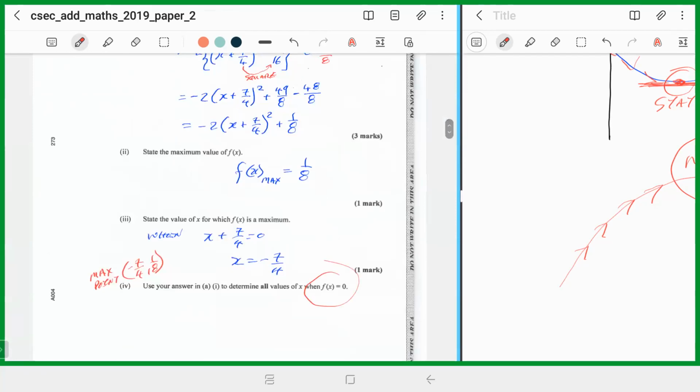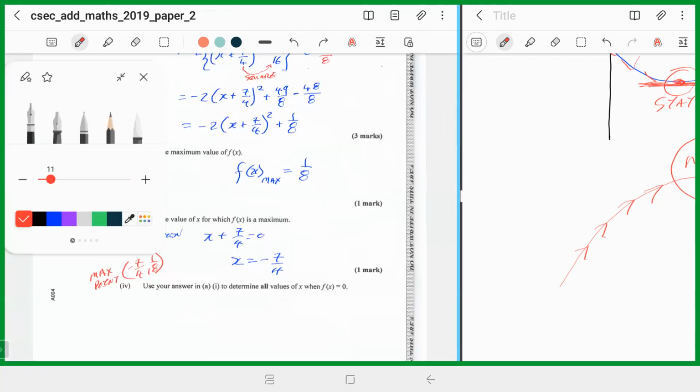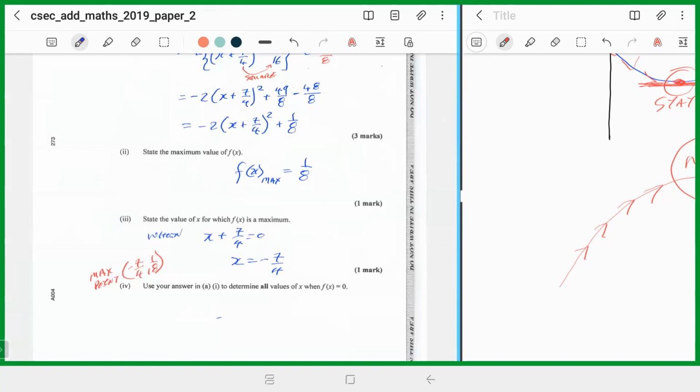They want us to find the root. Remember, once you solve f of x equals 0, you are finding the root, so the graph intersects the x-axis. The question is forcing us to use this to do it. They don't want us to use the quadratic formula. They don't want us to try to factorize or anything like that. They are forcing us to use the answer in A1, which is that. So we're going to put that equals 0.